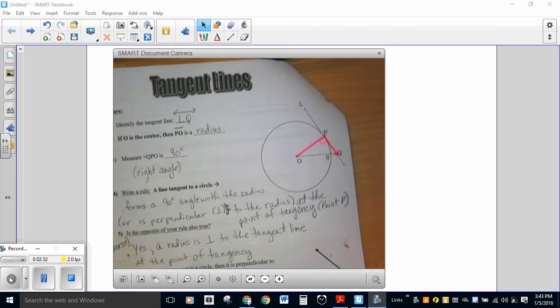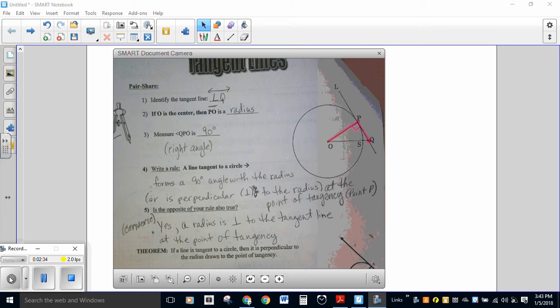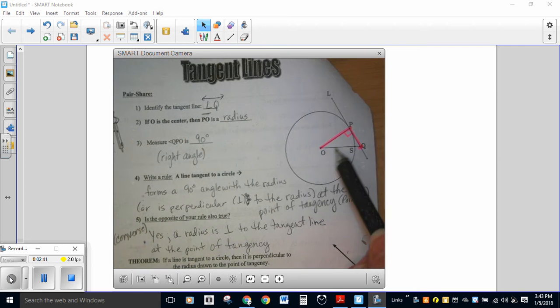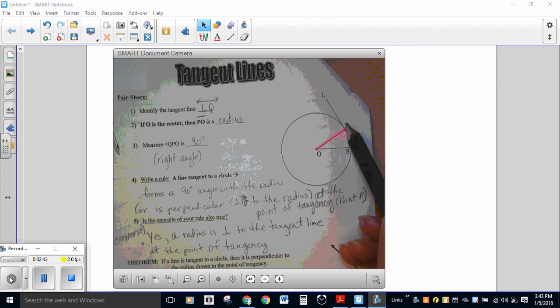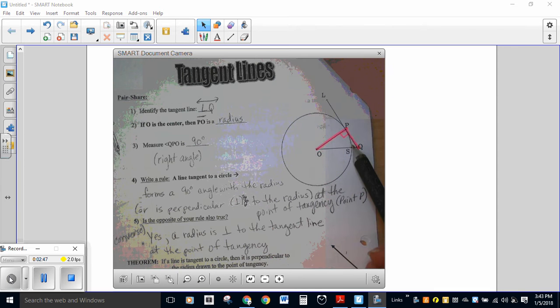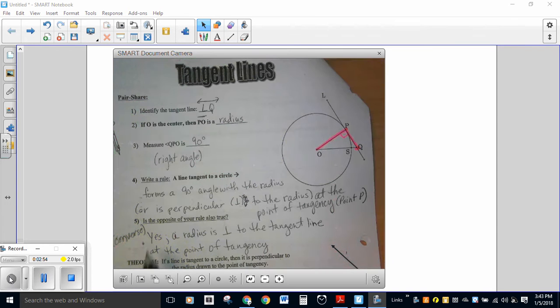Then it asks about the opposite, and we talked about the word converse. We learned about that during the second semester. So converse meaning if we do it backwards. So if a line is perpendicular to a radius, then that line is tangent to the circle. So if the radius is perpendicular to the tangent line at the point of tangency, the answer to that question is yes.